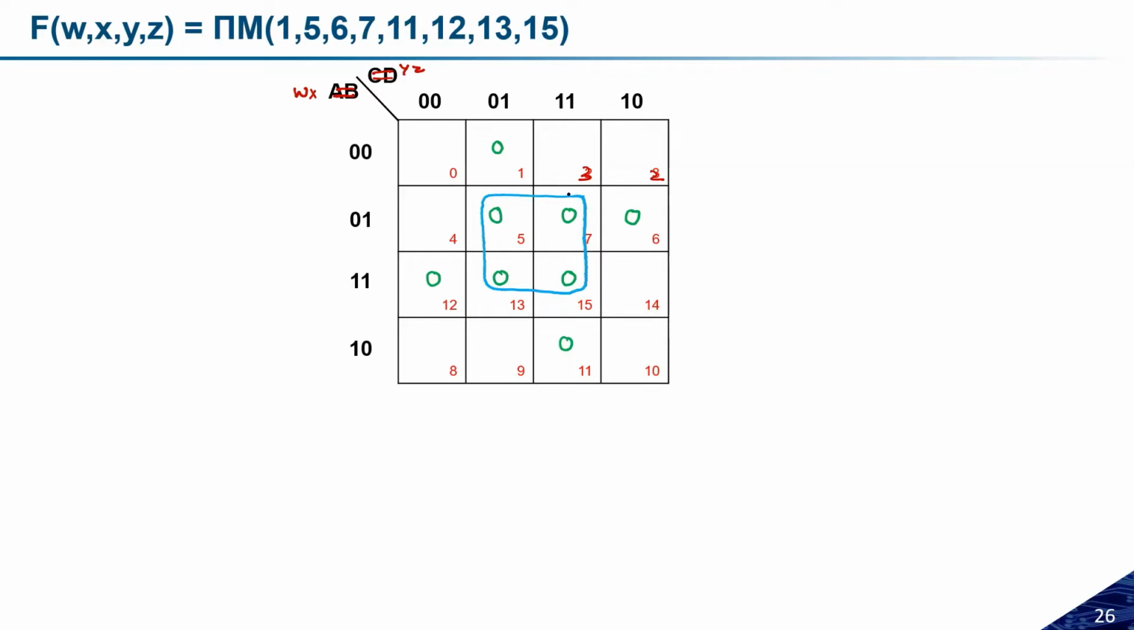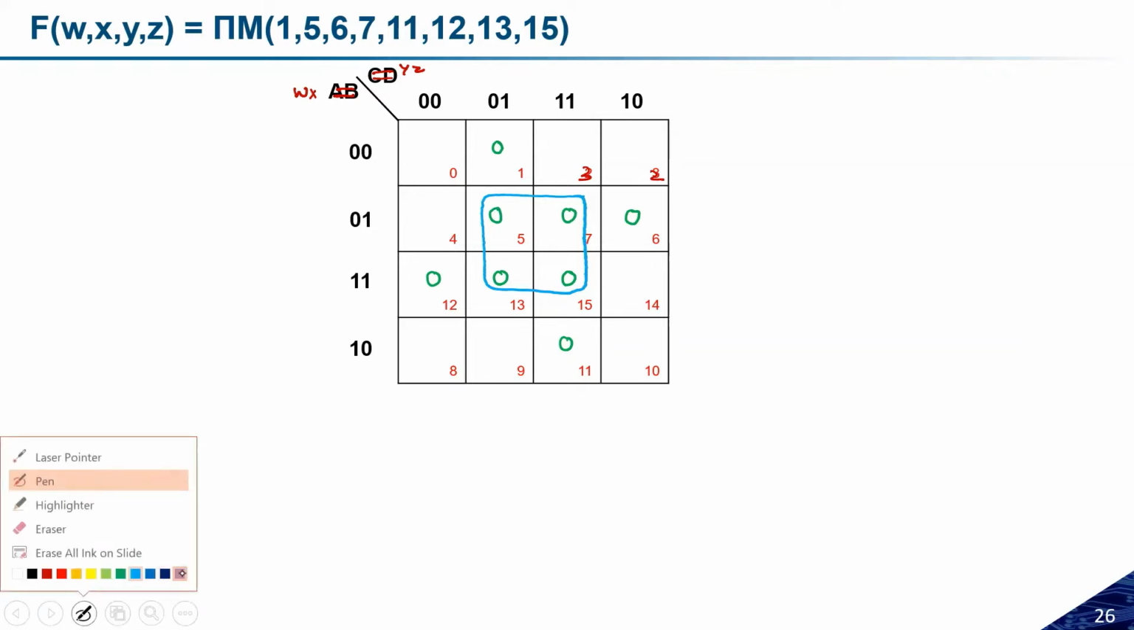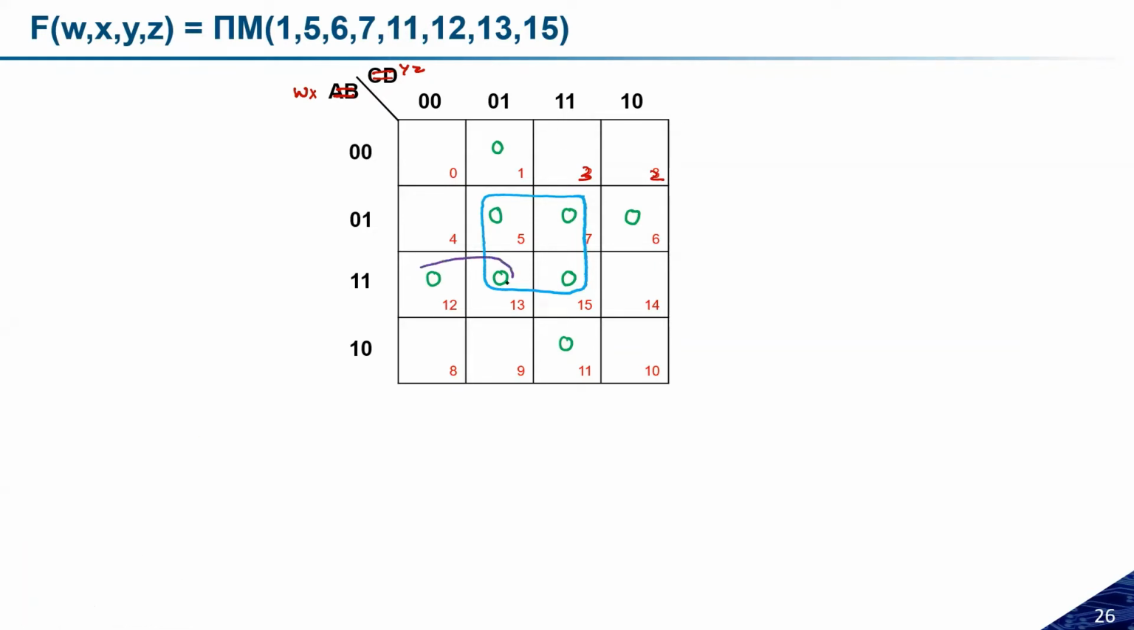Now, if you see here, we have 4 zeros left which are unpaired, and adjacent to those zeros, we have some zeros as well. So we can make a pair with this one. I can make a pair with this one. I can make a pair with this one, and I can make a pair with this one. So this is how we can make the pairs.